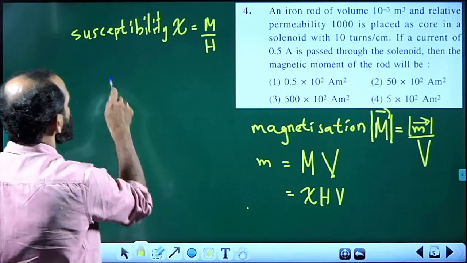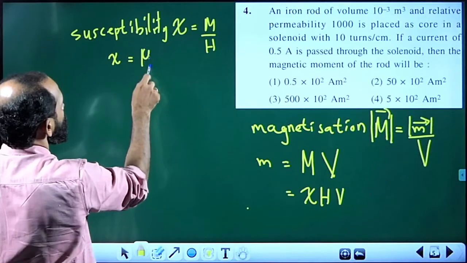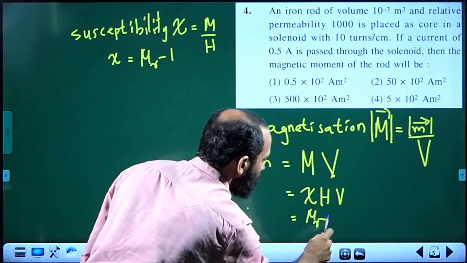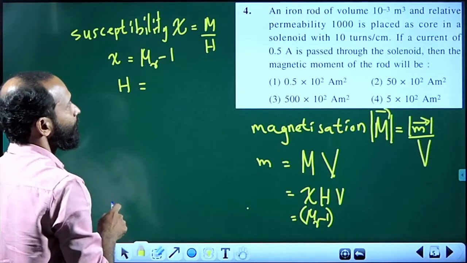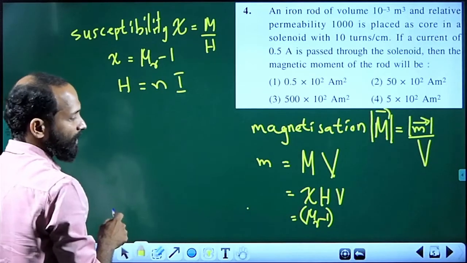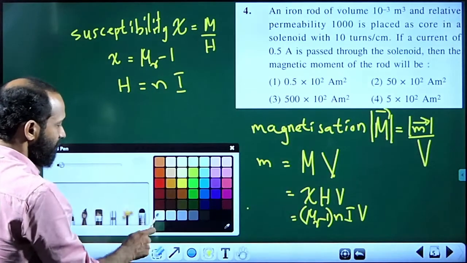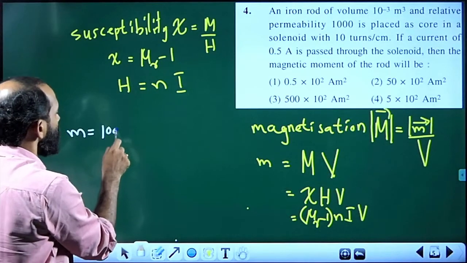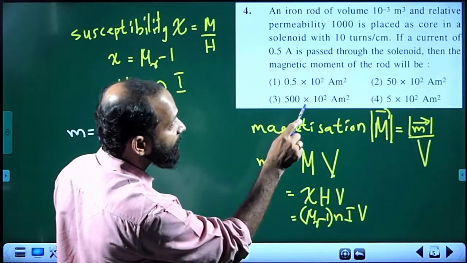One more equation to be remembered is that magnetic susceptibility is equal to mu r minus 1. You substitute chi equal to mu r minus 1. One more equation you should know: magnetic intensity or intensity of magnetizing field H is equal to turns per unit length times current, that is small n i, times volume. So the final result is magnetic dipole moment is equal to mu r minus 1, that is 1000 minus 1, into turns per unit length.